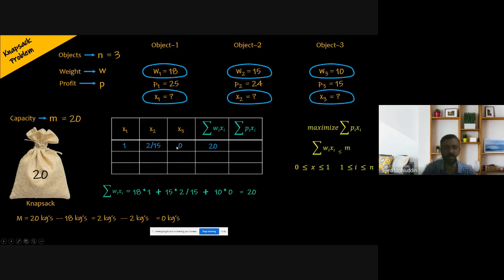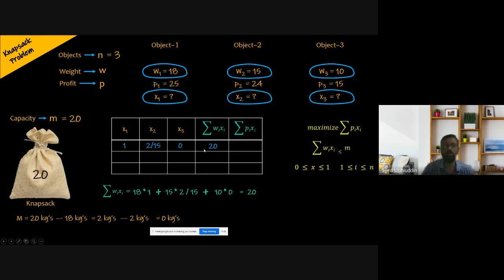Are we satisfying the weight? Let us compute summation of wi xi. 1 with the weight 18 is 18, plus 2 by 15 with 15. So 15, 15 get cancelled. We have 2. So 18 plus 2 is 20, plus 10 with the weight, and fraction is 0. So 0 is equal to 20. So we are satisfying this constraint.